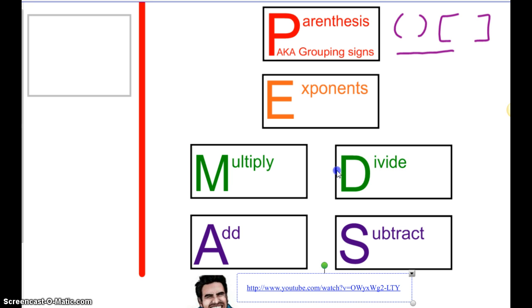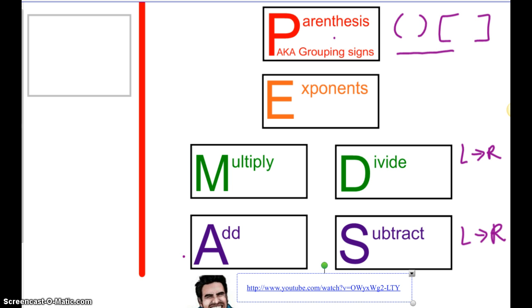Why do I have them next to each other? Because you do them in the order that you see them. Multiply and divide, you do left to right. So even if you see divide first, if you have both of them, you would do whichever one's to the left first. And then A and S, add and subtract are on the same thing. If you see both of them, after you've done your parentheses, after you've done your exponents, after you've multiplied, after you've divided, then if you still have adding and subtracting, you can do those left to right.